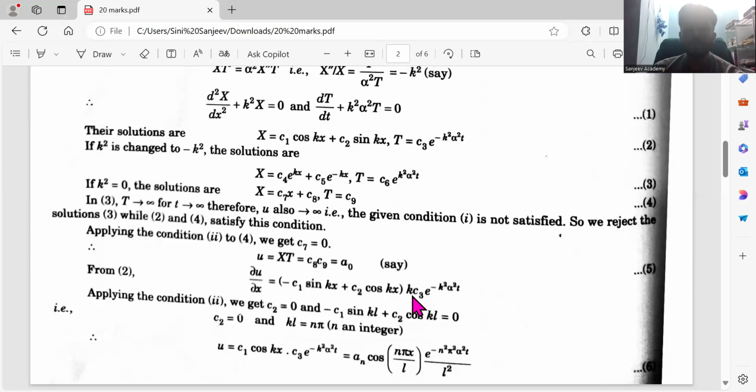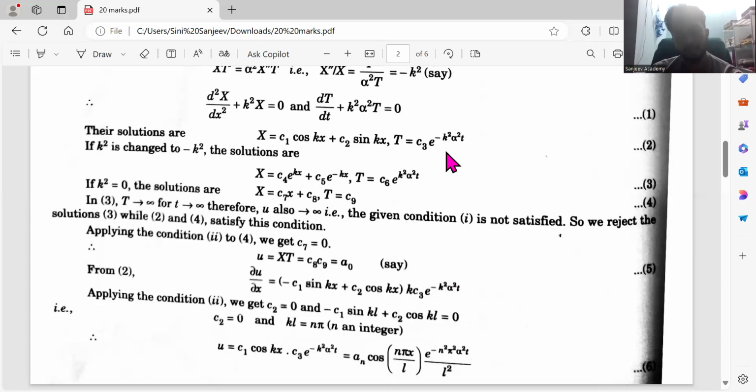Okay, so we have to note it down parallelly because this is for 20 marks, 10 marks each. Fine? Then C3. So I'm just differentiating all of those things. E power minus k square alpha square t, that's a constant. This I'm not going to do anything.